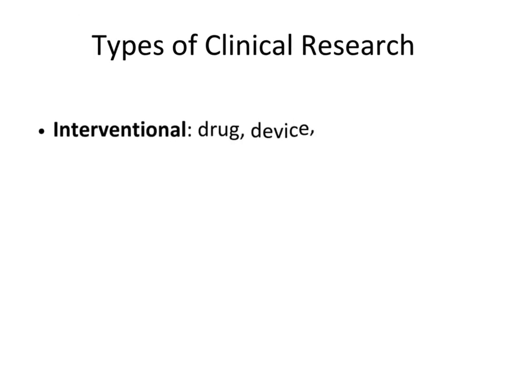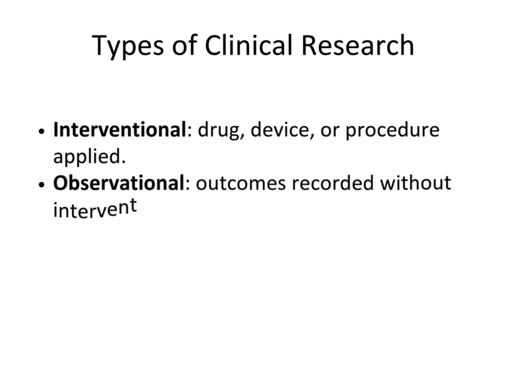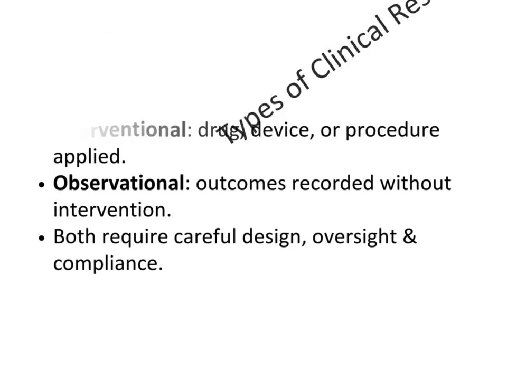First, we have interventional studies. These are trials where something is done to the participant. A drug, a device, a procedure. Then we have observational studies, where we don't interfere. We just observe and record outcomes in a structured way. Both types contribute to our understanding of medicine, and both require careful design, oversight, and compliance, which is exactly why the next part of today's tutorial matters so much. Let's dive into the story of how GCP came to be.